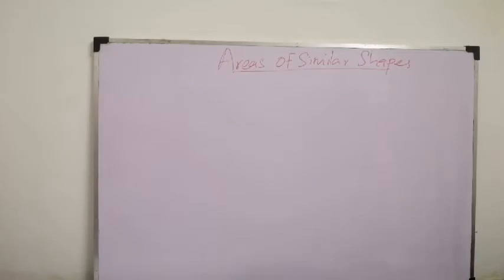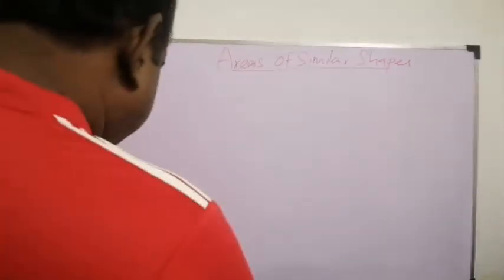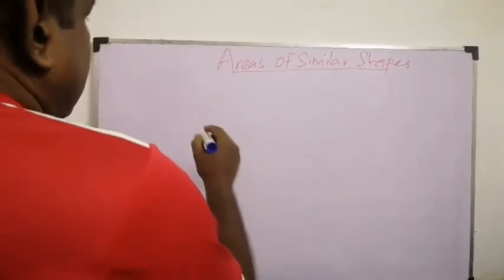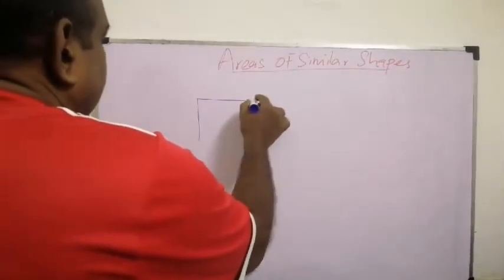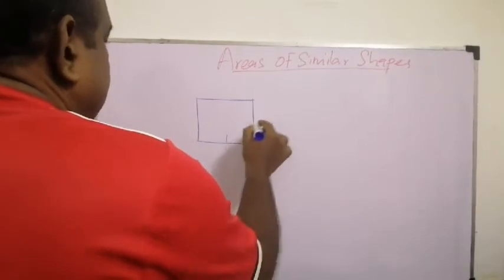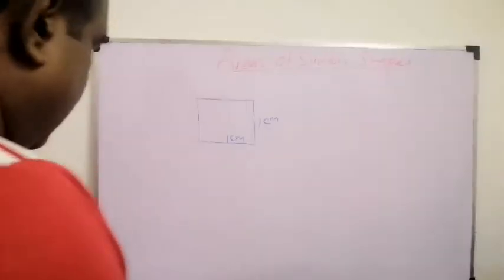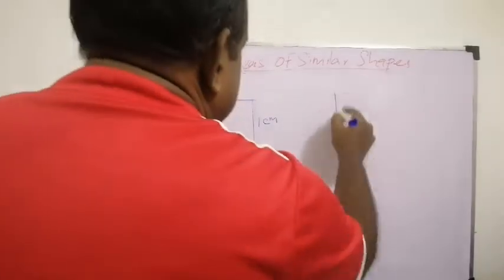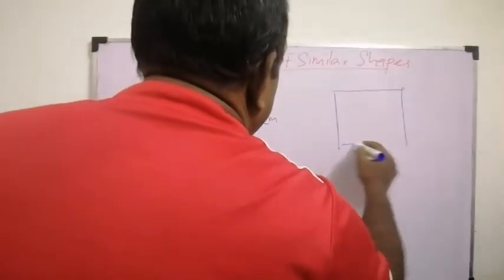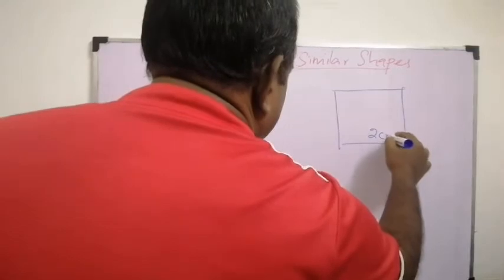Today we are going to see areas of similar shapes. What are these areas of similar shapes? So now we'll see, for example, 1 centimeter, 1 centimeter, right? So another shape, 2 centimeter.